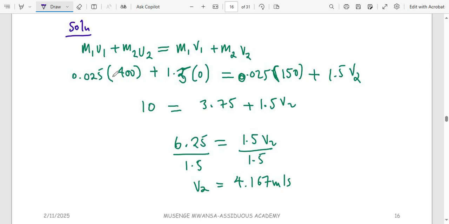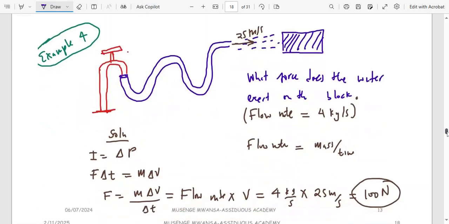So 0.025 times 400 is 10. 0.025 times 150, that is 3.75. And then we have got 1.5 v2. Take this 3.75 the other side, so it becomes 10 minus 3.75. That will give you 6.25. That will be equal to 1.5 v2. Divide through by 1.5. That will give you, the block will gain a velocity of 4.167. So that is the velocity at which it will now be moving. Okay, it's as simple as that.